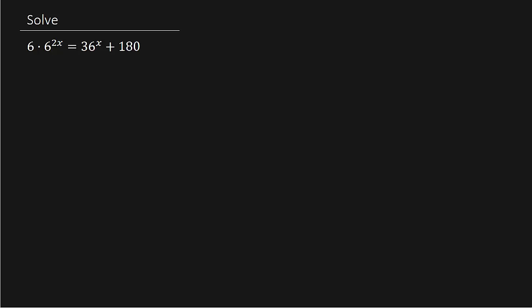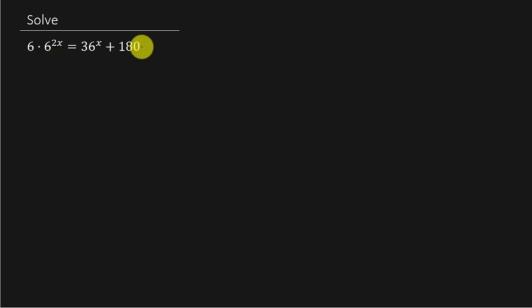But let's look at this one and see if we can't get the bases the same. That's usually the first thing you want to try, because that's the easiest way to solve it. So I look at this and I notice on both sides of the equal sign, I do have exponents. My variables are in the exponents. Now this 180, we're just going to have to not look at it right now.